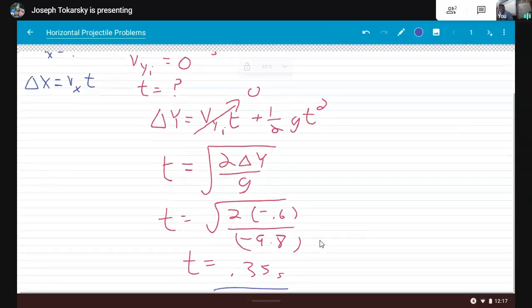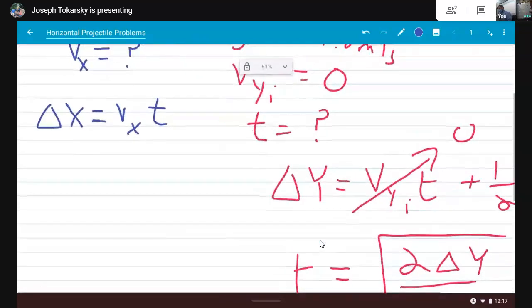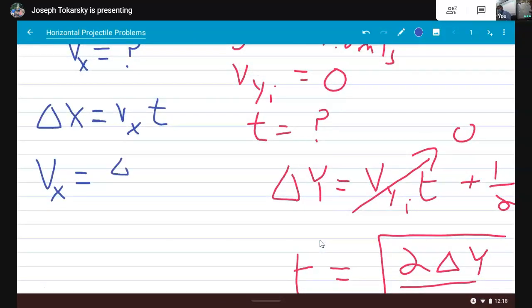So once I have that, I can come back over here and solve this equation for Vx by simply dividing over t. So we'll get delta x divided by t. Now watch our basic algebra, especially in this simple formula. There's still too many mistakes on the tests and quizzes of basic algebra. Be very careful when rearranging stuff, okay?